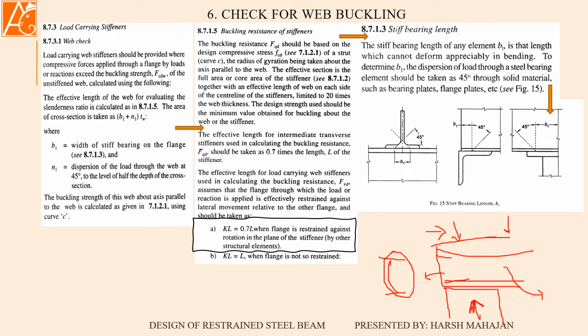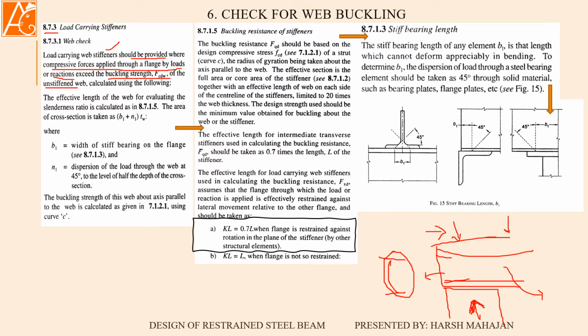For checking of the web buckling, there is a codal recommendation in clause 8.7.3. So load carrying web stiffener should be provided where compressive force is applied through the flange by the load or reactions exceeding the buckling strength of the web. Okay, unstiffened web. Right now we didn't put any stiffener or anything. We have to check whether our buckling strength is enough or we have to provide the web stiffener.